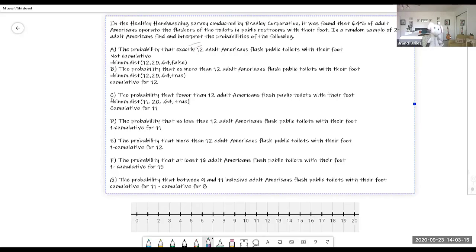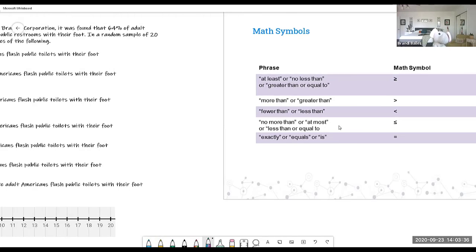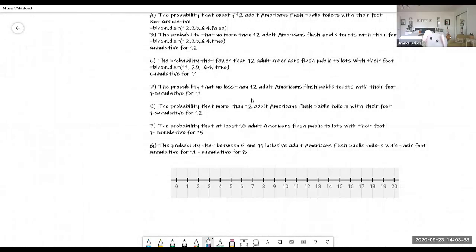Okay, so now we're going to do D. The probability that no less than 12. No less. Okay, so not less than 12. Let's go look at our cheat sheet. No less. No less. Less than or equal to. Oh, no less. It's up at the top. No less than. That's greater than or equal to.